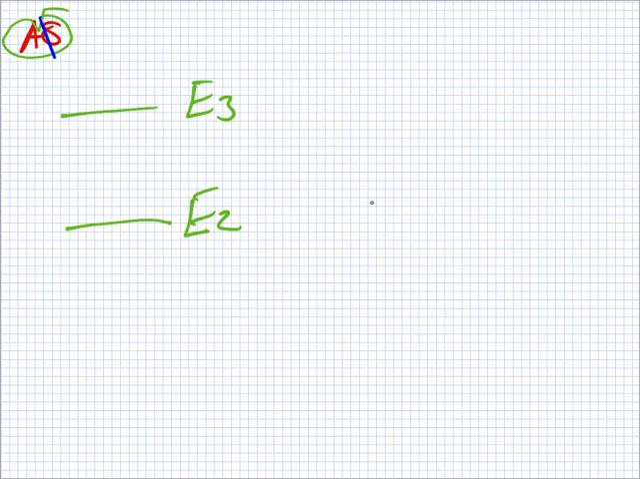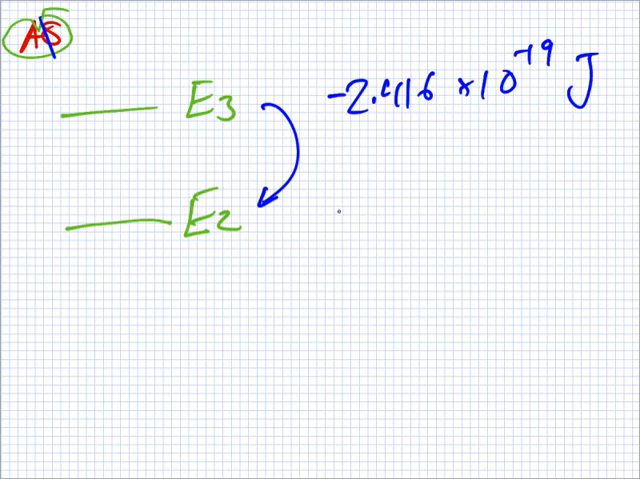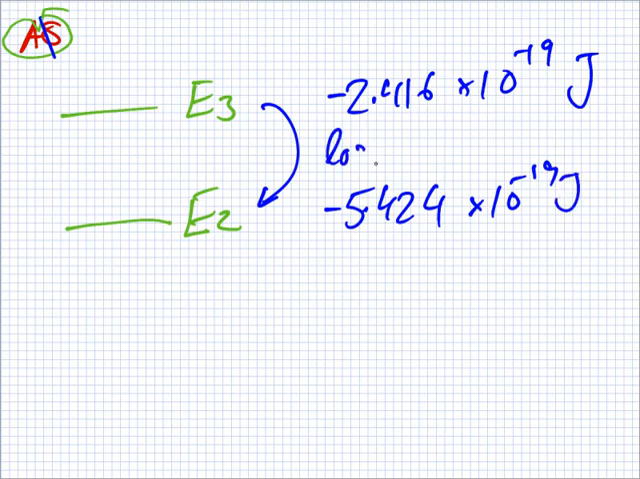So E3's level was minus 2.416 times 10 to the minus 19 joules, and E2's level was minus 5.424 times 10 to the minus 19 joules. So here there was a loss of 5.424 minus 2.416. So there was a loss of 3.008 times 10 to the minus 19 joules.